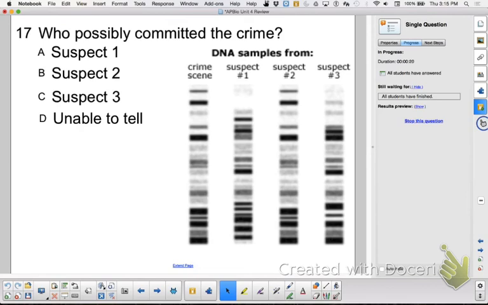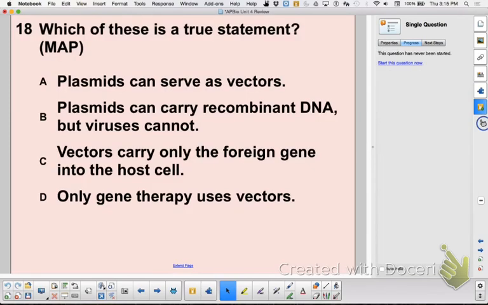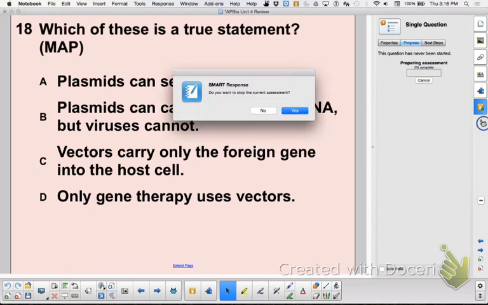Who had the smallest fragment of DNA? Suspect 1, 2, or 3? 2. You're assuming the well holes are here and the DNA is traveling. Now, it didn't tell you which ones, but no, because samples 1 and 3 didn't have it. Oh. Yes.